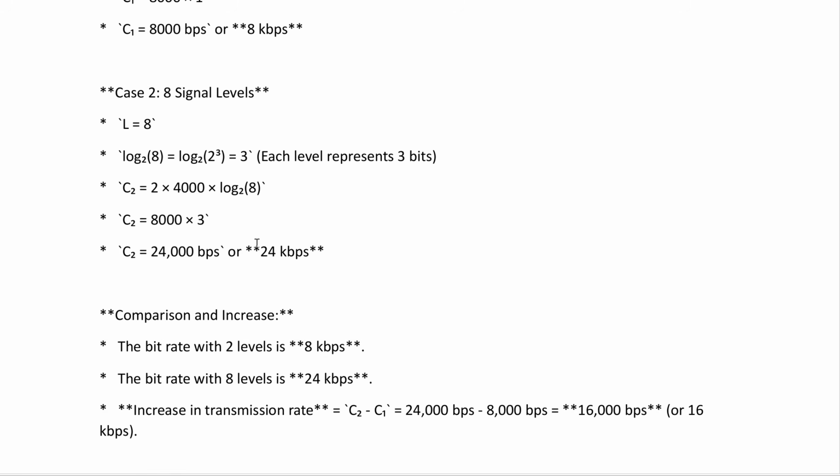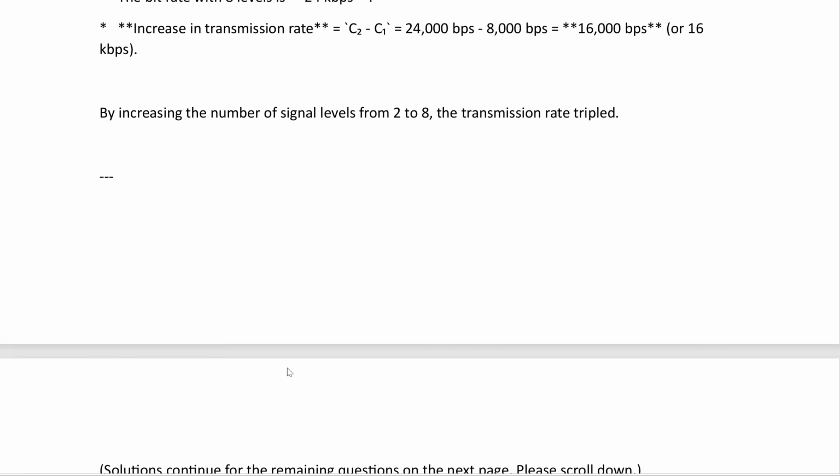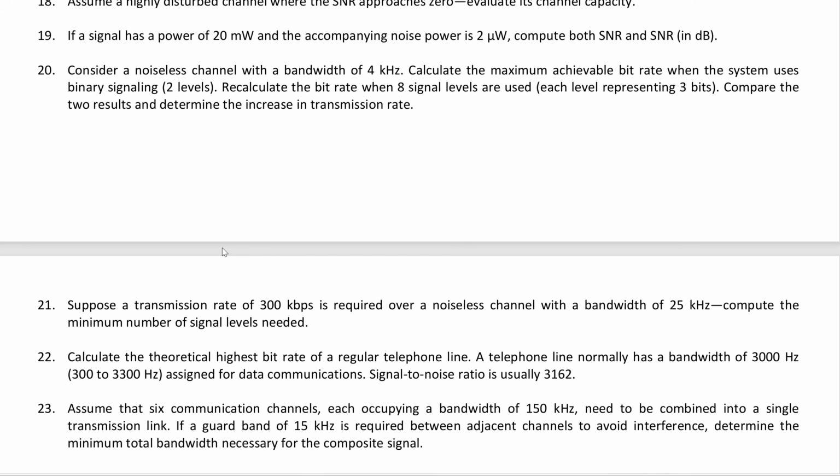You can also determine the difference of these two. 24 minus 8 is 16,000 bits per second, or you can also say the transmission rate is tripled. So we have completely solved this problem, right? Now, the next problem, that is question number 21.